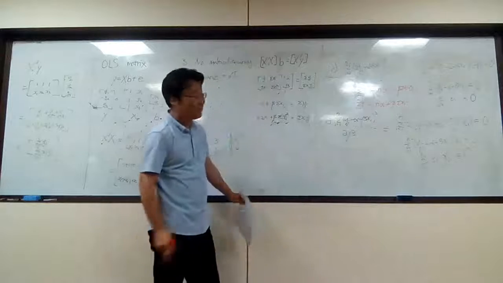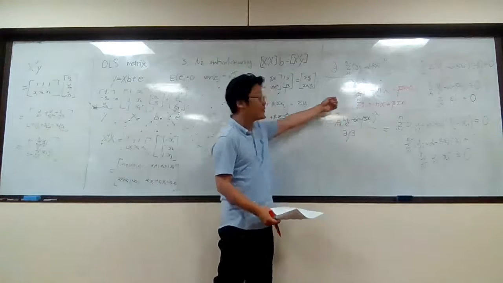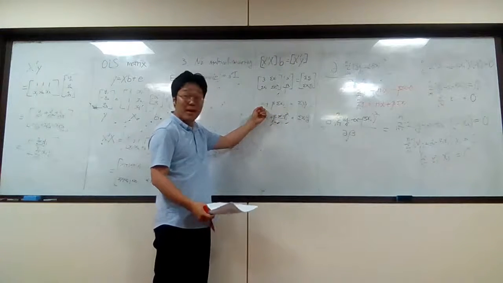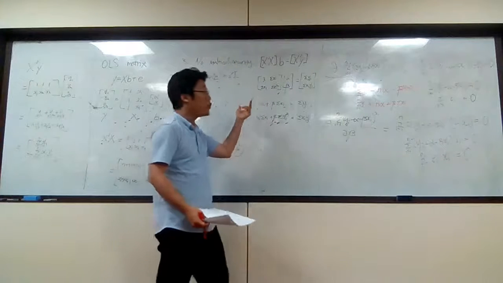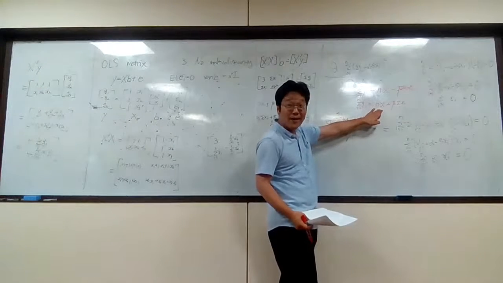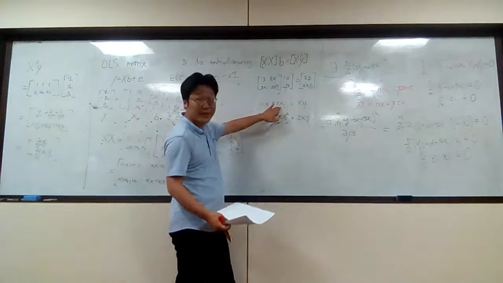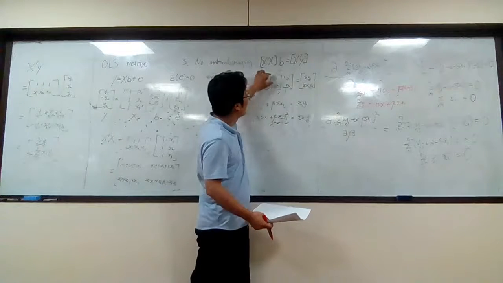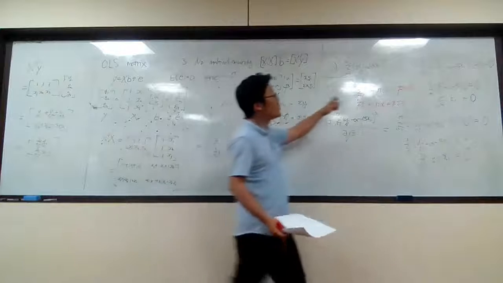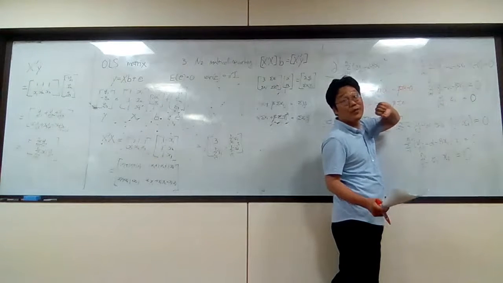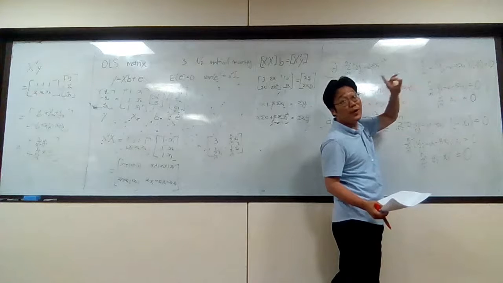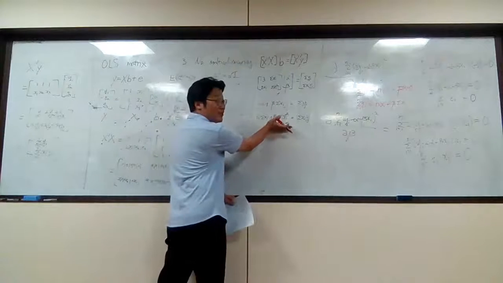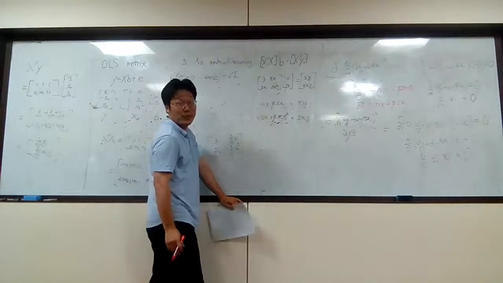What is this one? You can see it here. Summation yi equals 3 alpha. In this case, we have 3 observations. When you have n observations, n alpha plus beta summation xi. Okay? Basically, this part means this equation, normal equation number 1. Then this part is normal equation number 2.